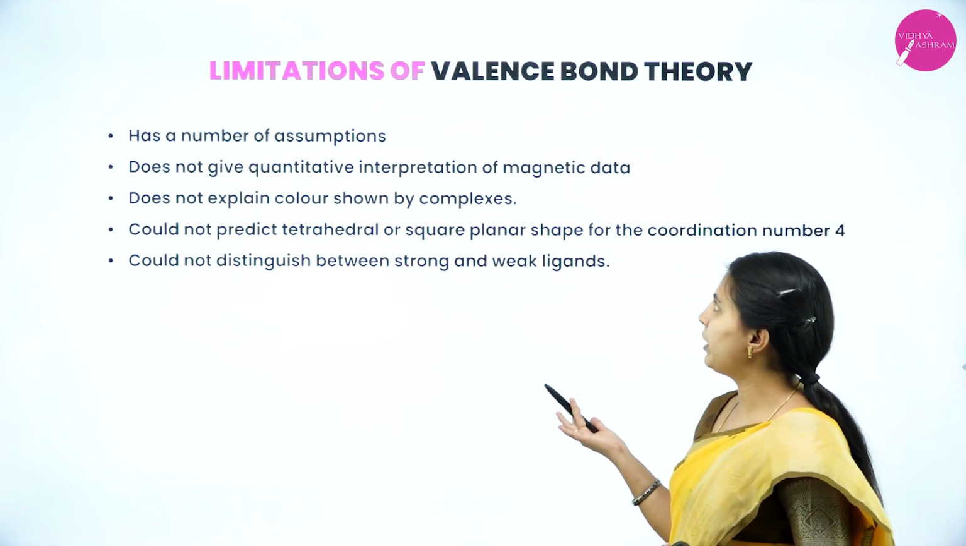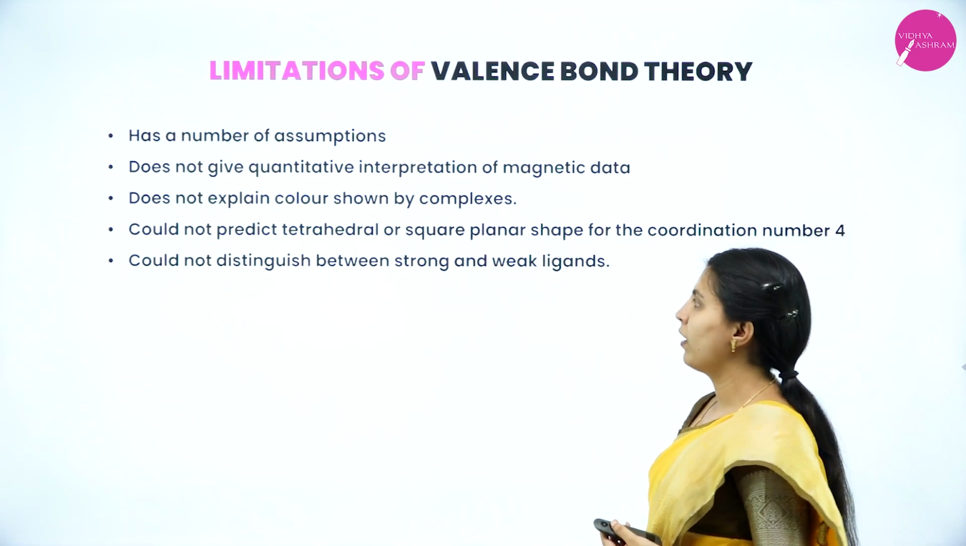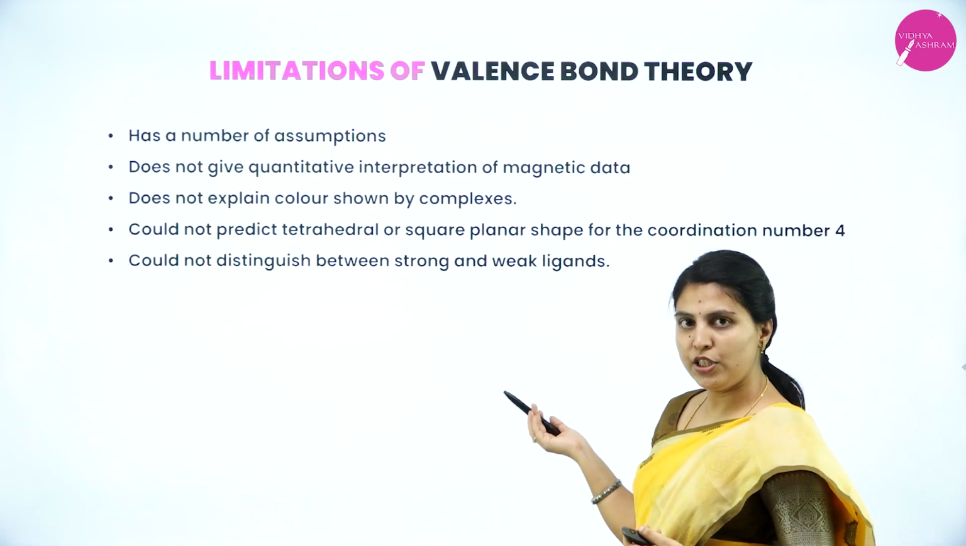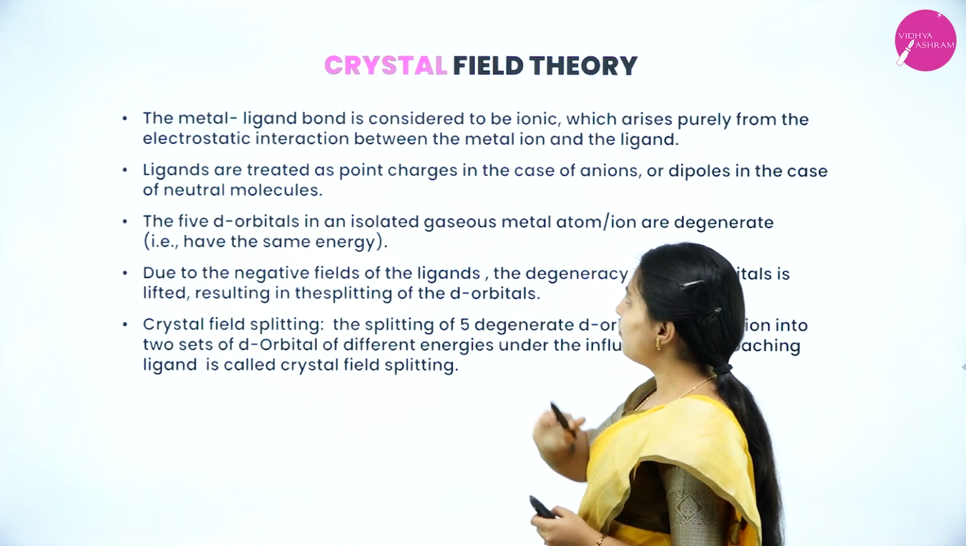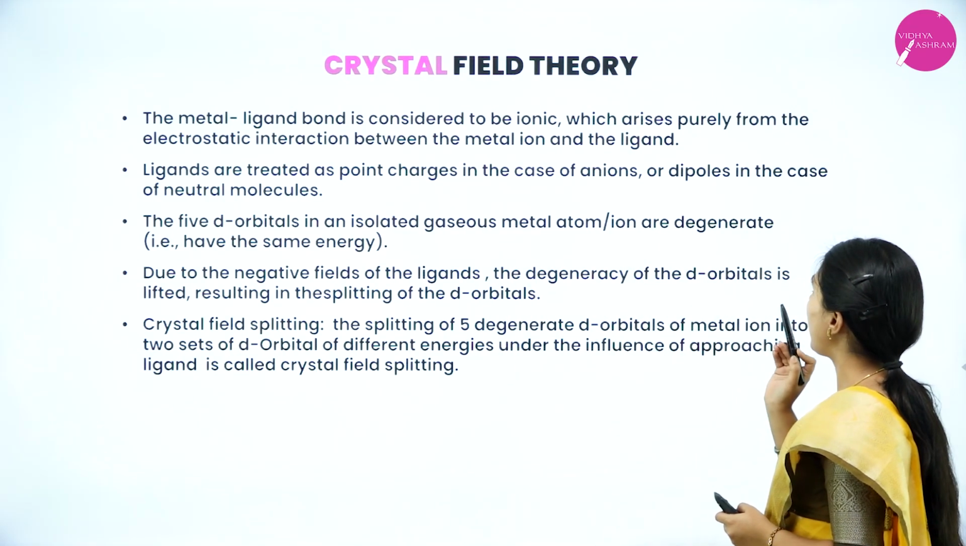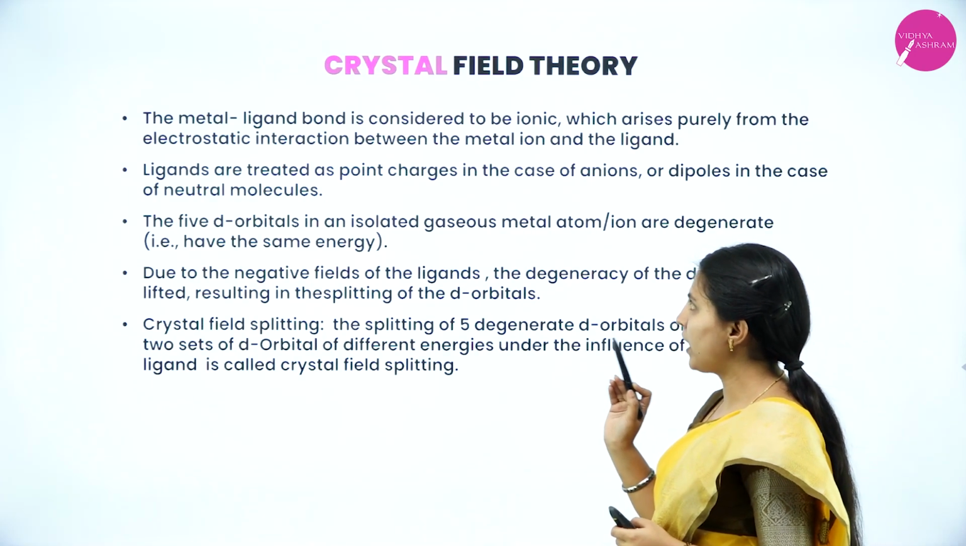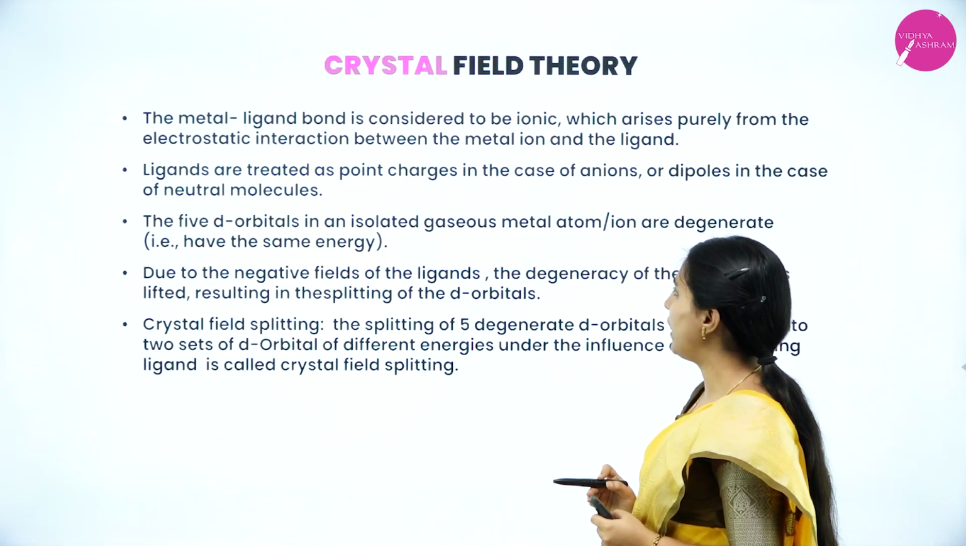There are a number of limitations of valence bond theory, as shown here. Next, crystal field theory. The metal-ligand bond is considered to be ionic, which arises purely from the electrostatic interaction between the metal ion and the ligand.